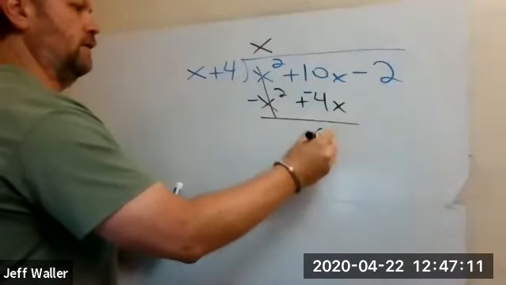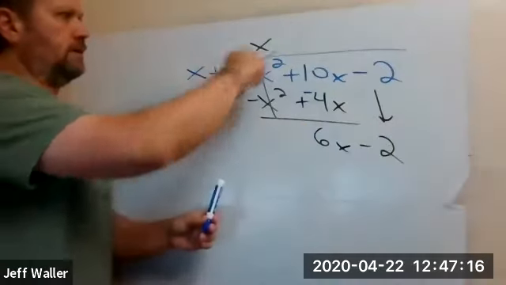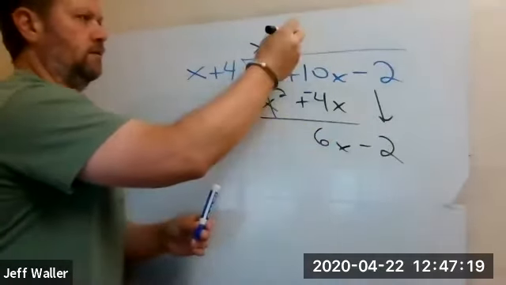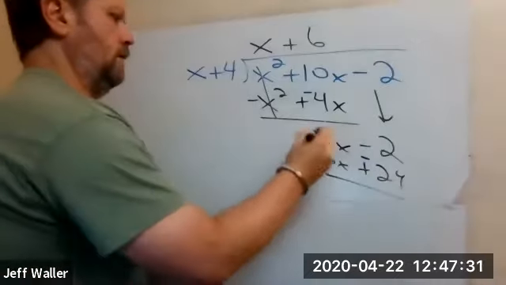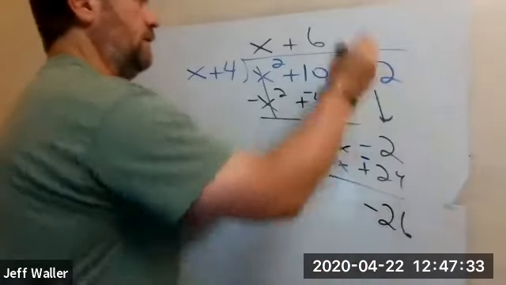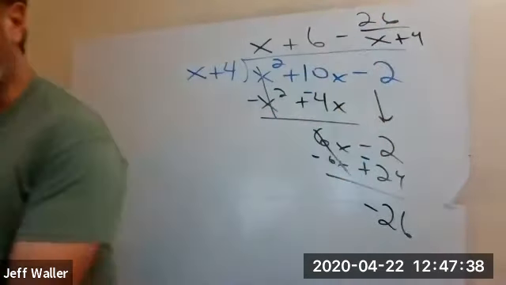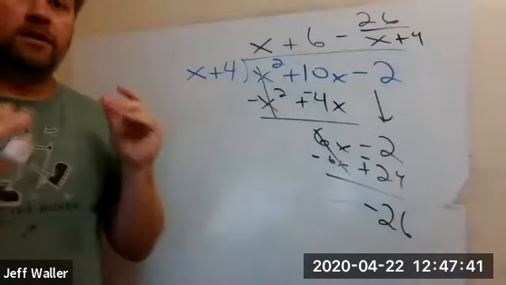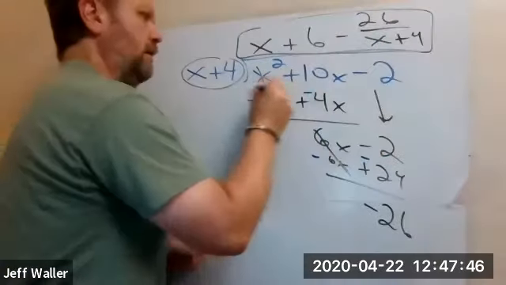These cancel like they always should. 10x minus 4x is 6x. Bring down the minus 2. X times what is 6x? 6. It's crazy. 6 times x is 6x. 6 times 4 is 24. And then I change the signs. These cancel like they're supposed to. Negative 26 over x plus 4. Just to really make sure you understand, if I did take this and I multiply by this, I will get this.